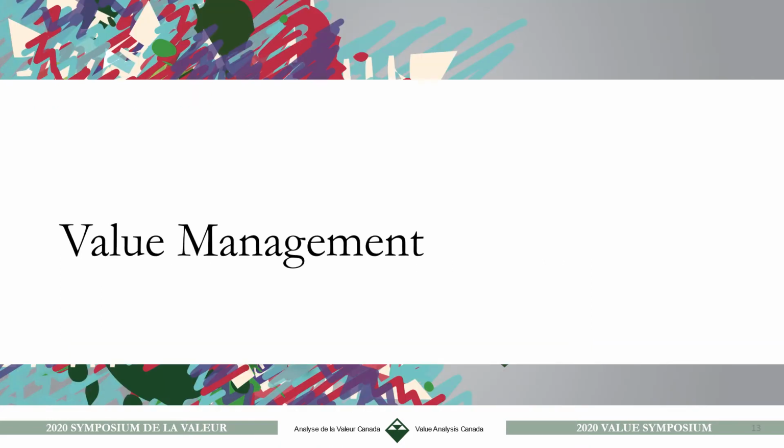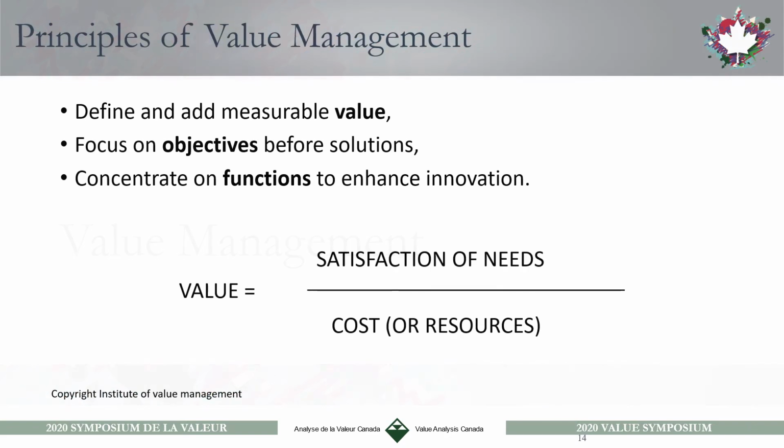So if we look at value management quickly, we want to define and add measurable value. And in this context, value is described as the ratio between the level of satisfaction of the needs to the cost or the resources required to satisfy those needs. So the more you satisfy needs at the same cost, the more value you get out of a product or a process. So we really want to focus on objectives.